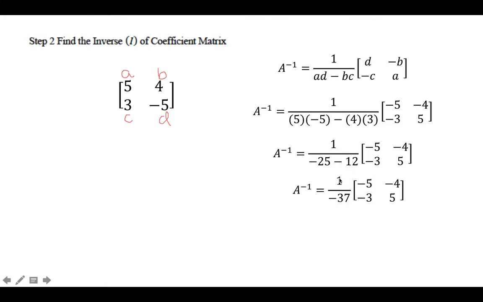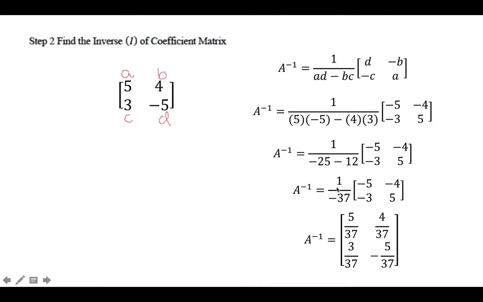Now that I have simplified this fraction, the last thing I need to do is take this fraction and multiply it by each element inside of this matrix. That's going to give me 1 over -37 times -5, 1 over -37 times -4, 1 over -37 times -3, and 1 over -37 times 5. And this is what I get when I multiply them.